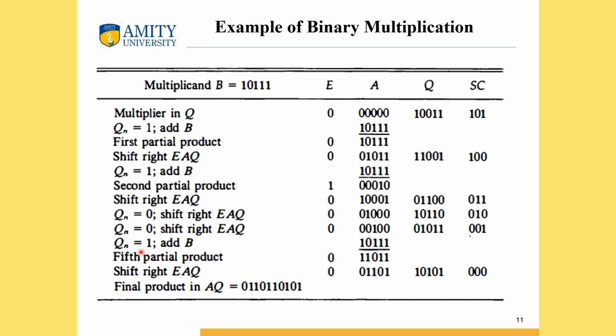At this we find Qn equals to 1, so we'll be adding B to A, and this will be our addition. This is a simple binary addition, so 0 plus 1 will give you 1, 1 plus 1 will give you 0, and there will be a carry, and 1 again. So after you do the addition, you will shift right E, A and Q. So once you do that, the sequence counter becomes 000, hence the final output will be AQ. So this is the Booth algorithm for multiplication.